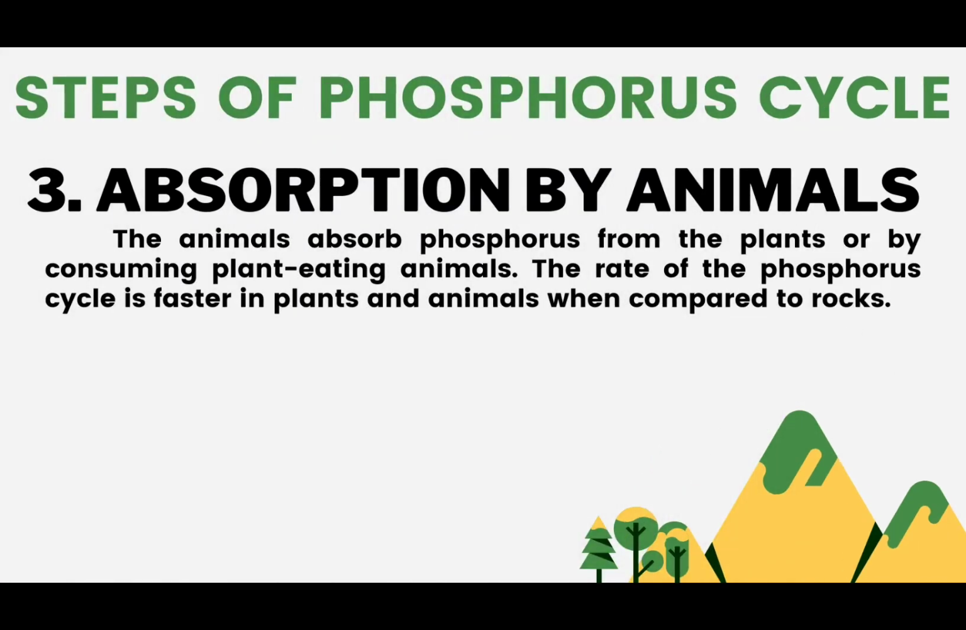Absorption by animals. The animals absorb phosphorus from the plants or by consuming plant-eating animals. The rate of the phosphorus cycle is faster in animals and plants compared to rocks.